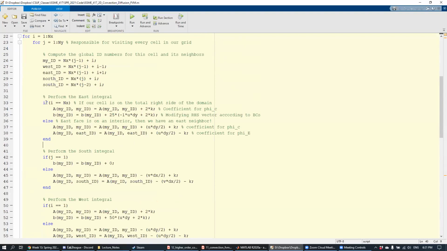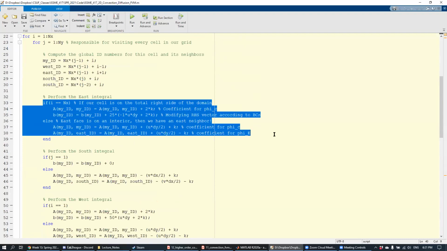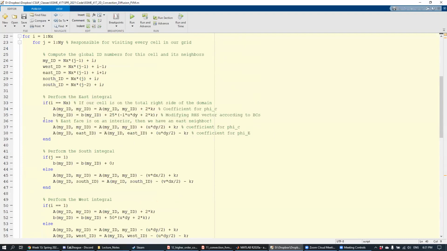For the east one here, I have 2 different cases that we need to talk about, right? Let's look at the else statement first, because the else statement is for the case when the east face faces an interior. If our east face faces an interior, then we have an east neighbor. What you can see from here is that I've added the base case coefficients. First we have a at my ID, and this is the coefficient for phi sub c only for the east integral. For the east integral, this is a plus u delta divided by 2 plus k.